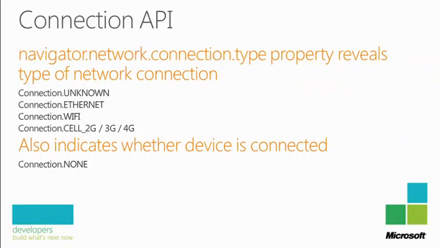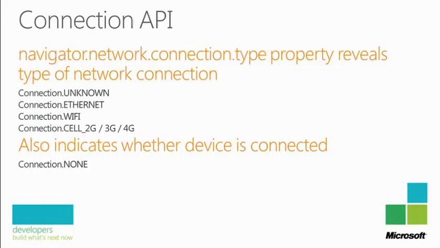There's another API in PhoneGap called the Connection API. It's a very, very simple API. It allows your cross-platform mobile application to find out whether it's connected to a network or not, and if it is, what type of network it's connected to. If you find you're connected to a cellular network, for example, you may refrain from doing a few things, like downloading large images, that you would have no problem doing if you were connected to Wi-Fi.